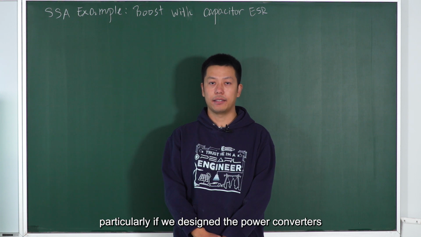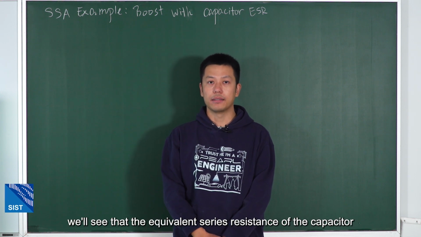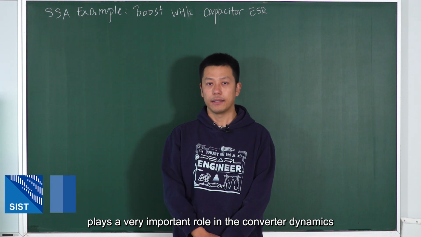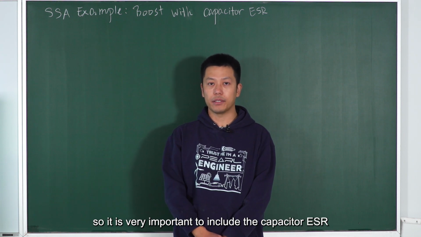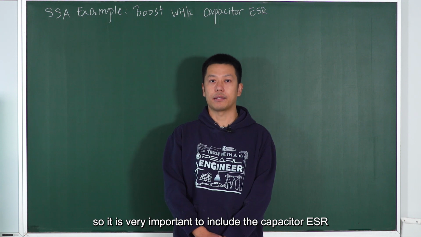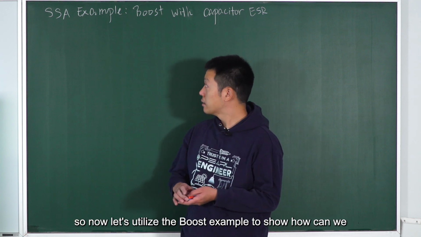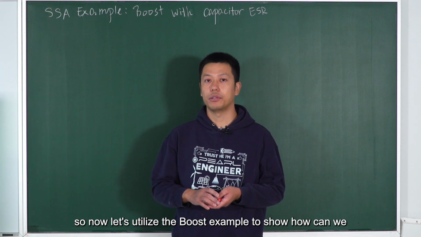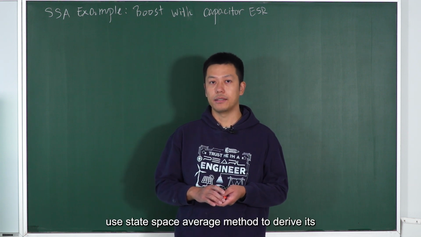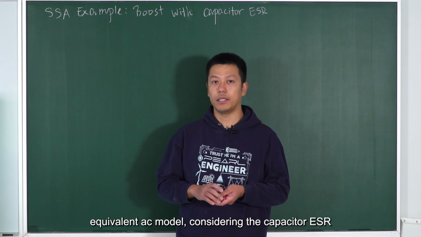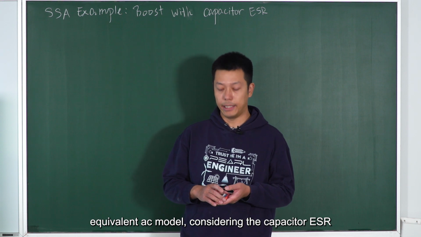Practically, if we design the power converters, we'll see that the equivalent series resistance of the capacitor plays a very important role in the converter dynamics. So it is very important to include the capacitor ESR to model the AC system for the power processor. So now let's utilize the boost example to show how we can use the state space averaging method to derive its equivalent AC model considering the capacitor ESR.